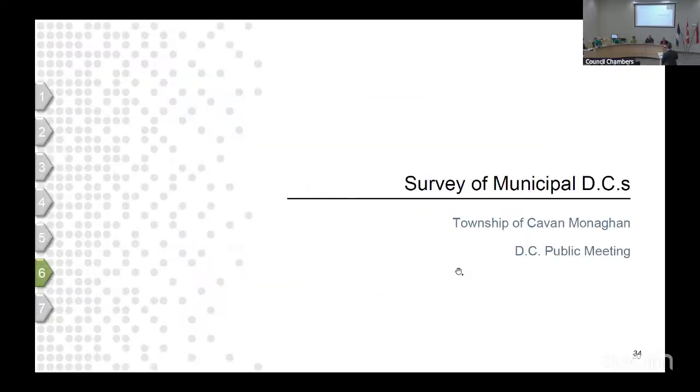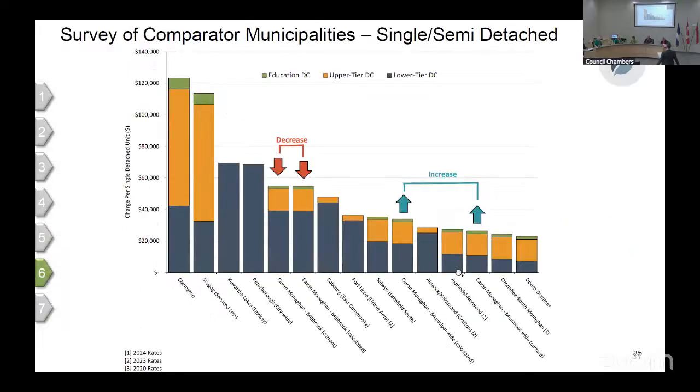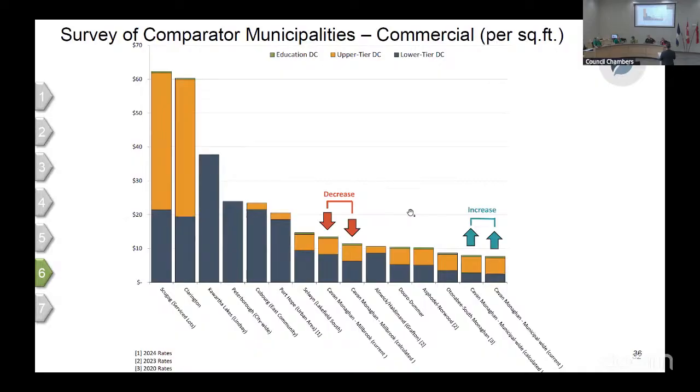And next slide. And one more. Perfect. So with the survey of comparators, where we're looking at your neighboring municipalities, you can see in the Millbrook area, wouldn't change your relative position in the survey, but did reduce the charge very slightly. But the township-wide services would increase as noted. And next slide, please. And we look at commercial on the per square foot charge. Again, with the urban area, you're still in the middle of the range, but it's decreasing slightly. And for the township-wide services, you're increasing, but again, still at the very end of the survey.